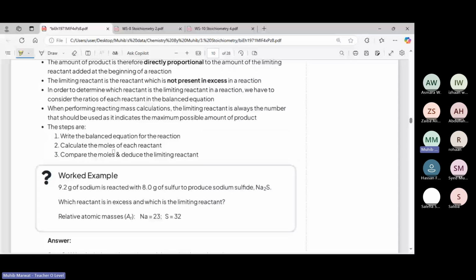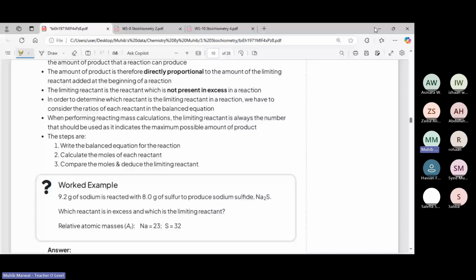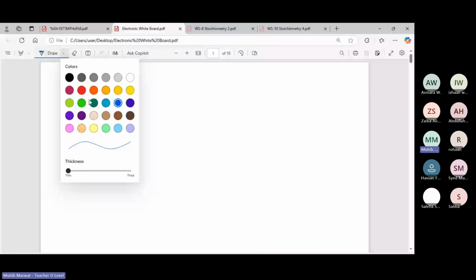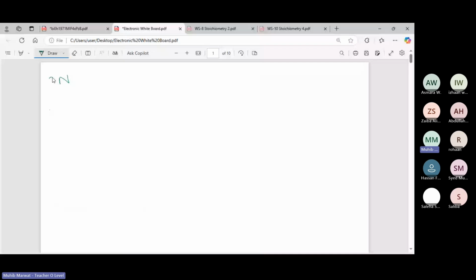So let me open my electronic whiteboard, which is over here. Okay, this is the question: sodium reacts with sulfur to form sodium sulfide. 2 moles of sodium in solid form react with 1 mole of sulfur in solid form to form sodium sulfide, whose formula is Na2S. Okay, they are asking that you have 9.2 grams of sodium.